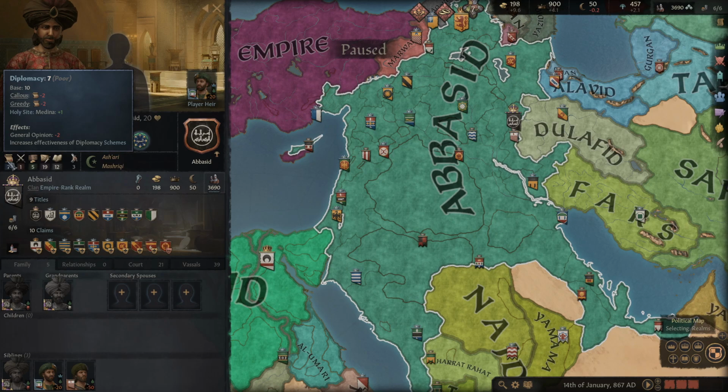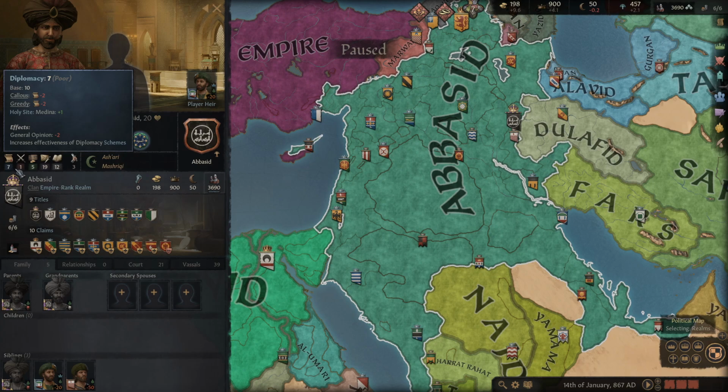Now that we have successfully determined what the stats are and how they are calculated, what exactly do they do? Well, let's take each stat at a time. So first of all, let's start off with diplomacy. It either increases or decreases the general opinion of you depending on your diplomacy level. The higher the stat, the more opinion people have of you. But if it is too low, you'll receive negative modifiers to general opinion. This is the case with our dear Caliph, who has -2 to general opinion because he has a low diplomacy stat. Diplomacy also affects the effectiveness of diplomacy schemes, such as trying to befriend somebody, for example.